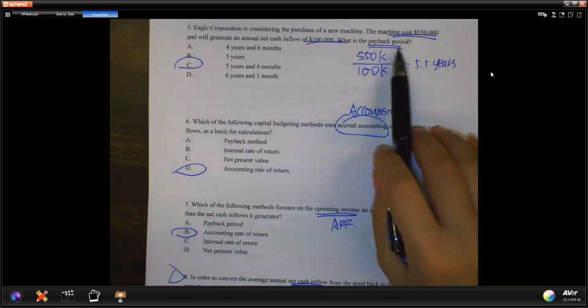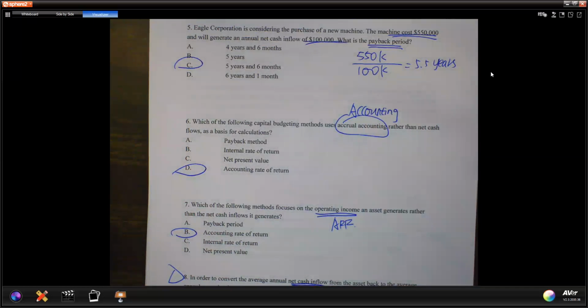Okay, question 5, we talk about the payback method. I think you should be able to do that one. You invested 550,000 and you get 100,000 every year. It takes about 5.5 years, which is 5 years and 6 months, to get your money back.